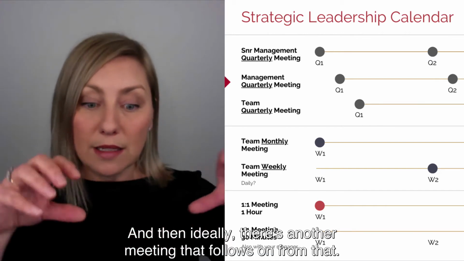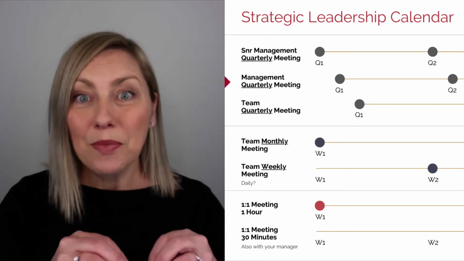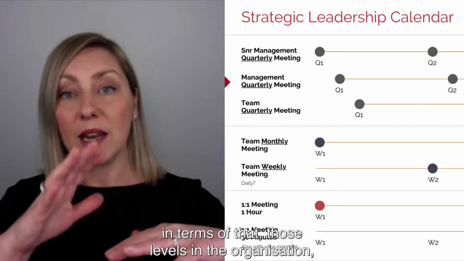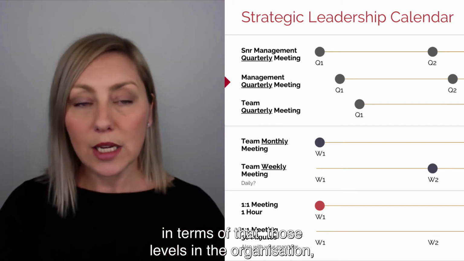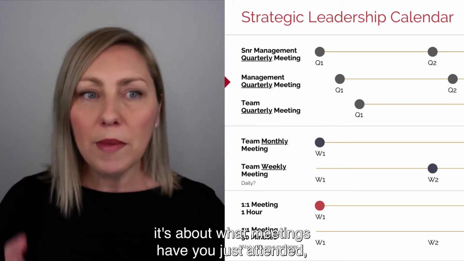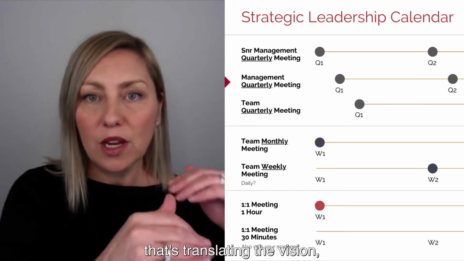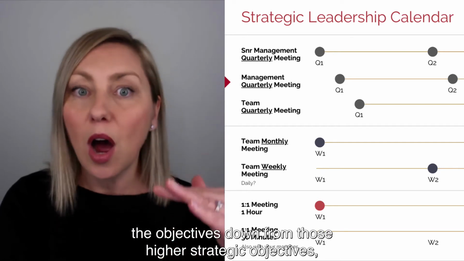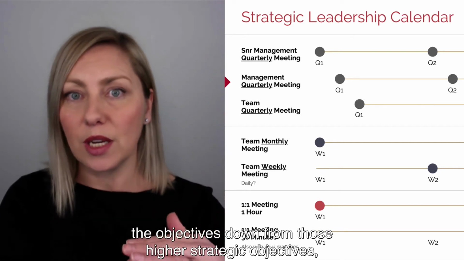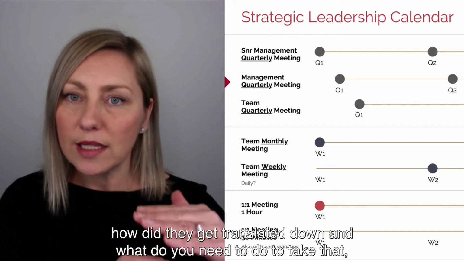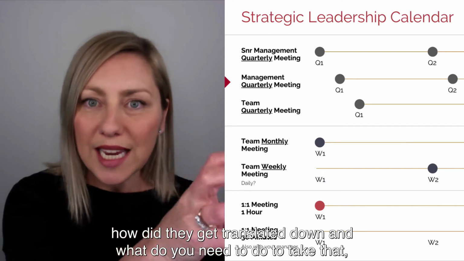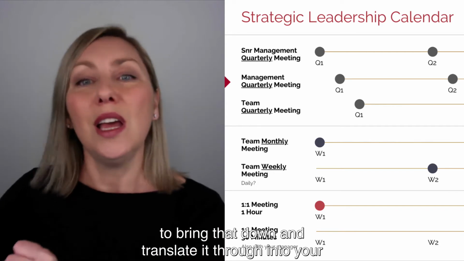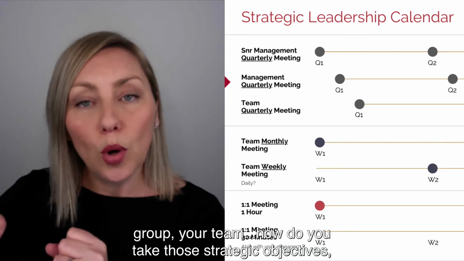And then ideally there's another meeting that follows on from that, and then another meeting that follows on from that. So wherever you're at in terms of those levels in the organization, it's about what meeting have you just attended that's translating the vision, the objectives down from those higher strategic objectives. How do they get translated down, and what do you need to do to take that, to bring that down and translate it through into your group, your team?